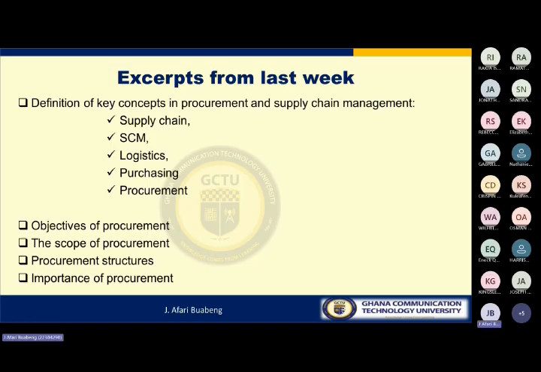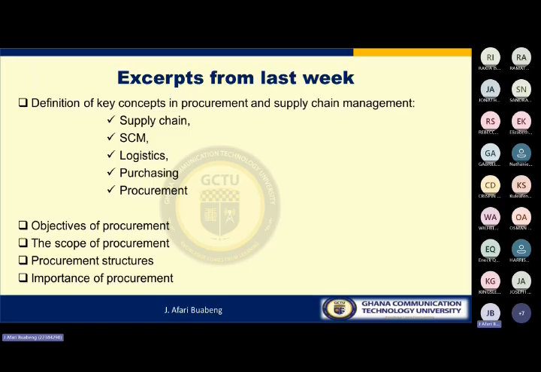So the organization does not get up and say that we are adopting centralized or decentralized. It is not that straightforward. So we need to actually analyze the pros and cons of these structures. And then you consider which of the structures will best fit or suit the organization. So there are reasons why an organization may decide to adopt a centralized procurement structure or a decentralized procurement structure.